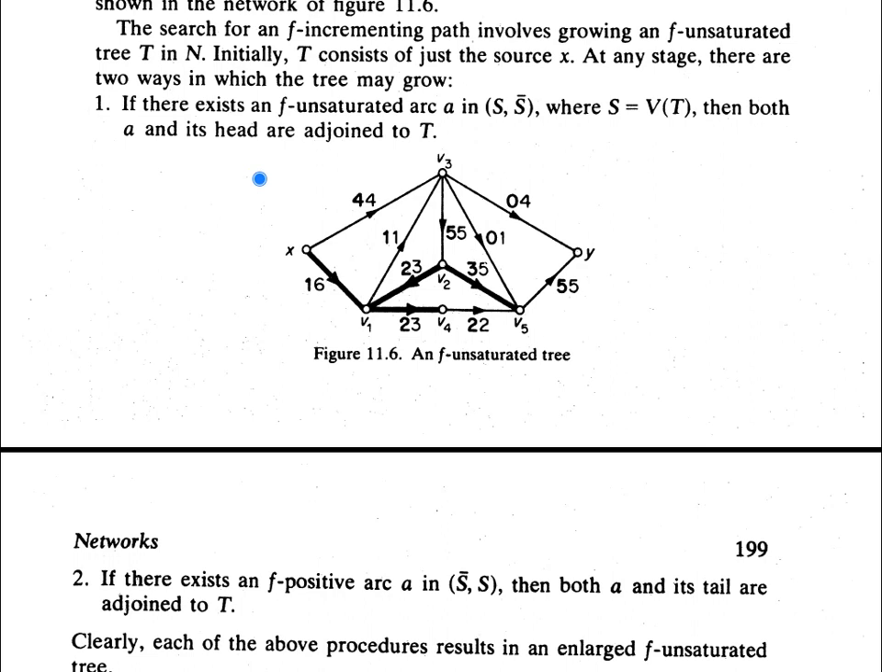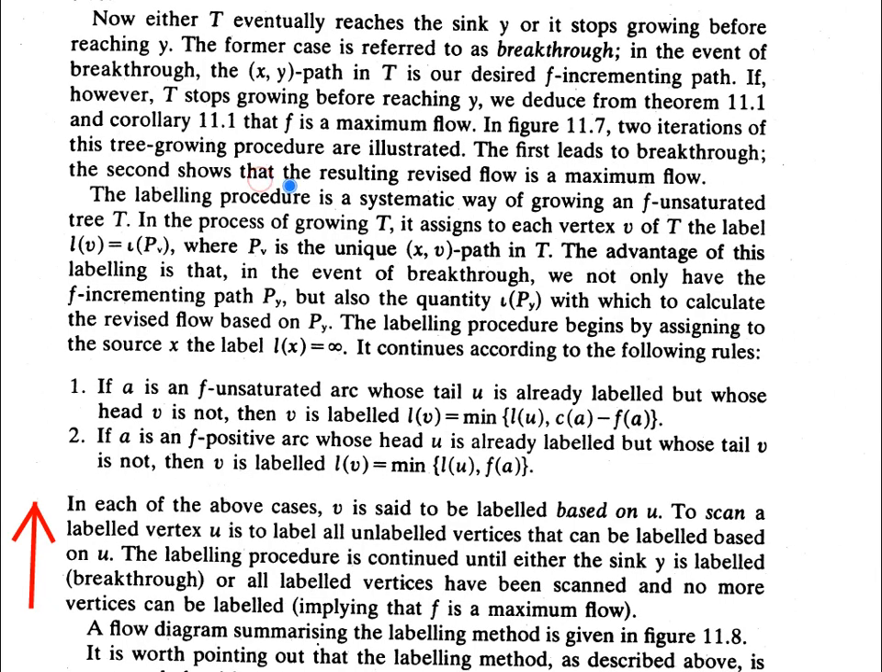Now what happens if you always have unsaturated paths from X to every vertex you have already reached? What happens if you reach the Y by this procedure? Then you have an F augmenting path from X to Y.